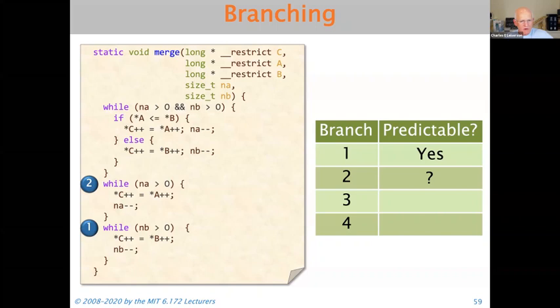What about the second one? Is this predictable or not? Yeah, it's the same reason. It always loops except once at the end.